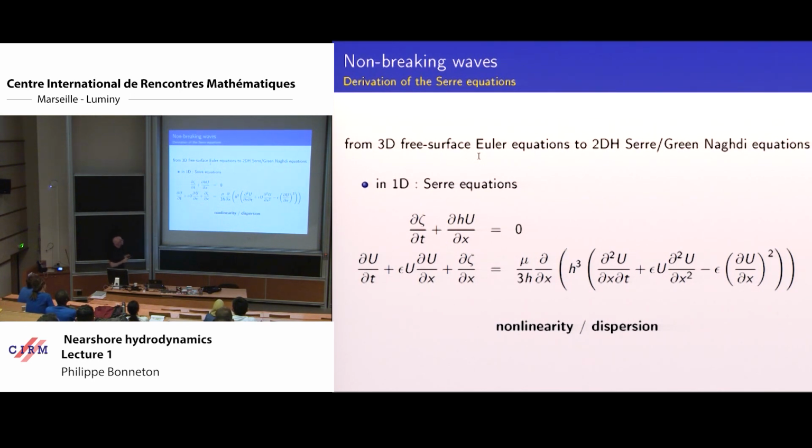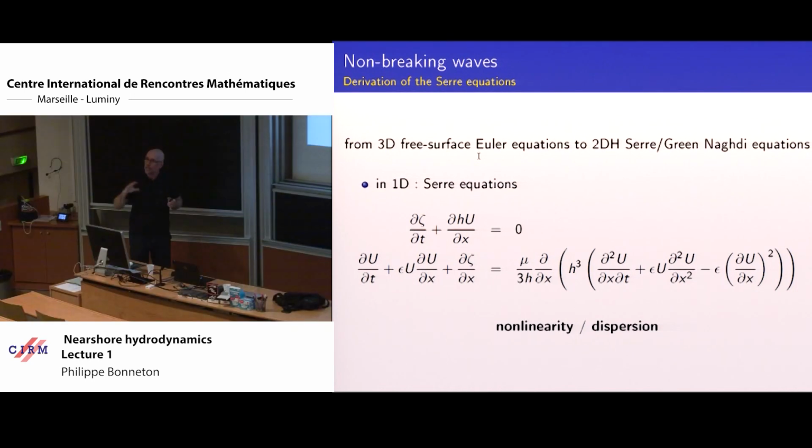So we try to derive this equation only in a 2D vertical plane. Davidan will derive the general case later. But for the sake of simplicity, it's better for me to derive only in a 2D vertical plane, so a 1D horizontal model.